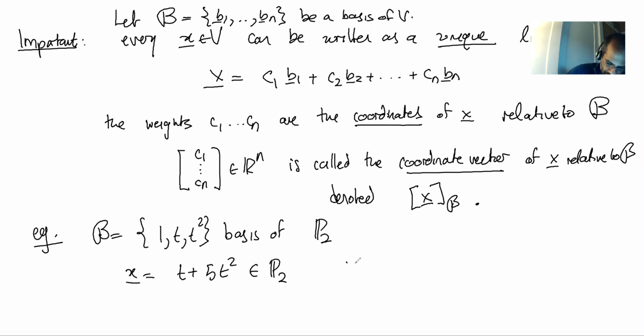Now the coordinate vector of this is the vector whose entries are the coefficients in the linear combination when you express this as a sum of basis vectors, as a linear combination of basis vectors. So what would be those coefficients? Well, t plus 5t squared. Can somebody write that as a linear combination of these three basis vectors?